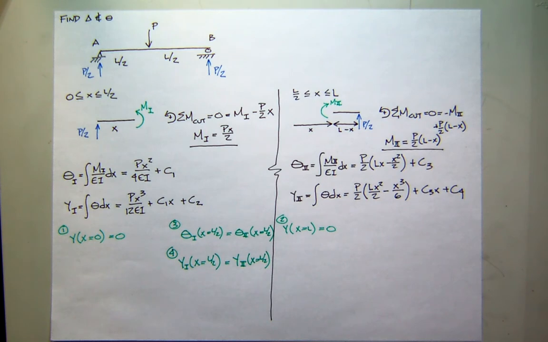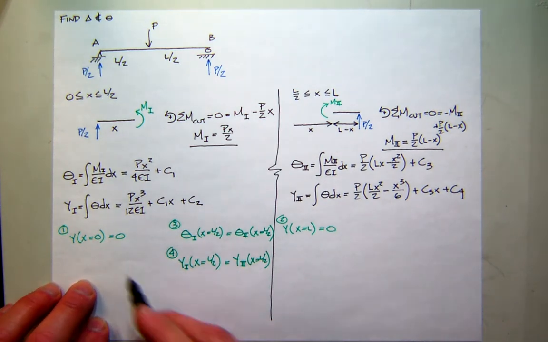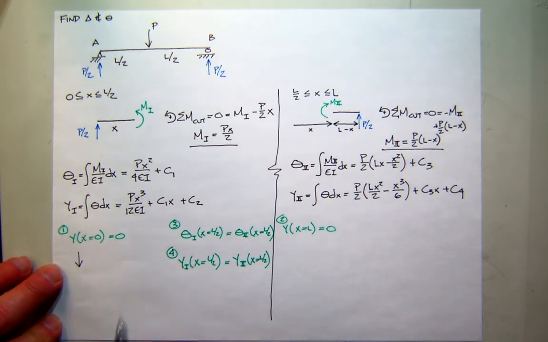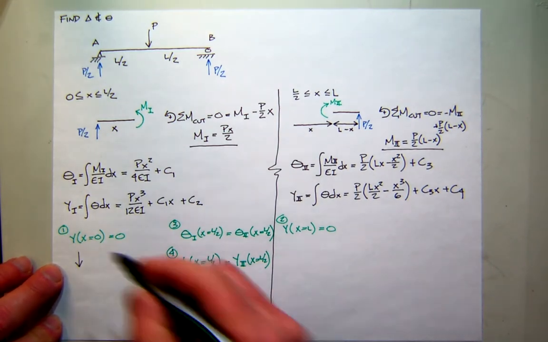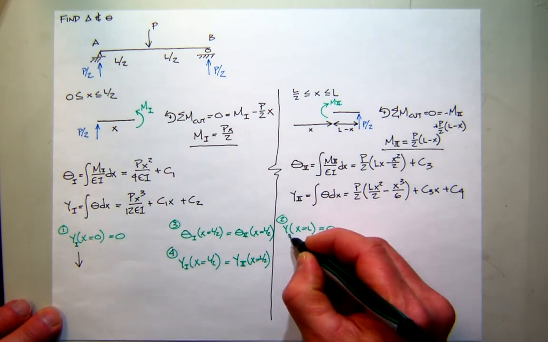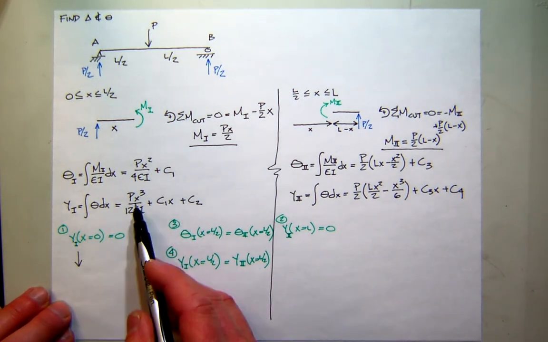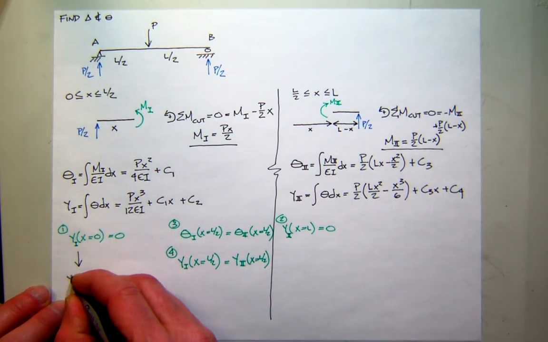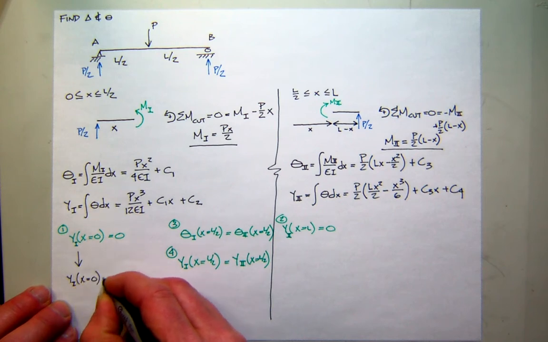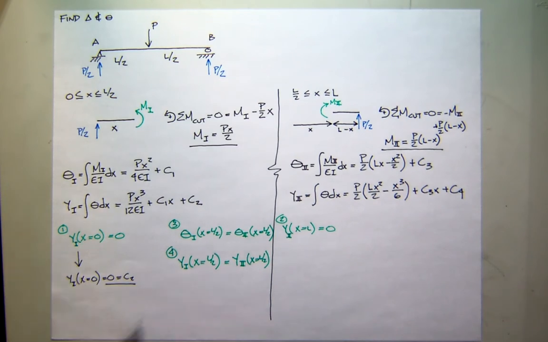Now, see what happens when you do this, okay? If I applied condition 1, what do I get? I made a mistake here. This should be 1, and this should be 2. So I go to equation 1, put x equals 0, and what do I get? All I get is C2. Well, that wasn't so hard.